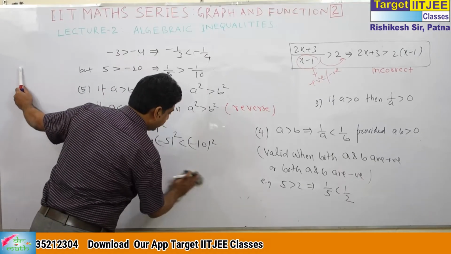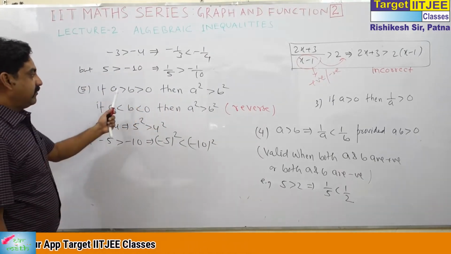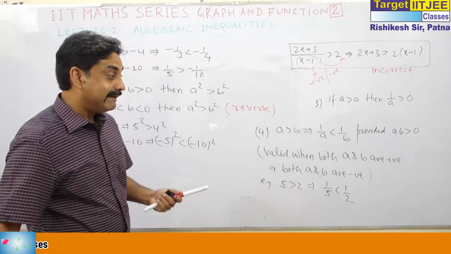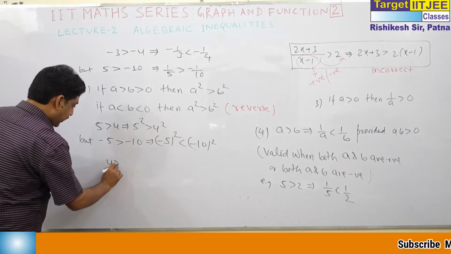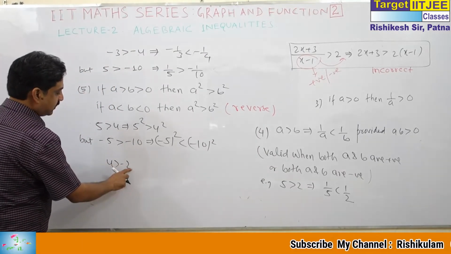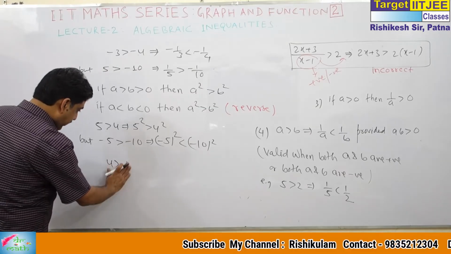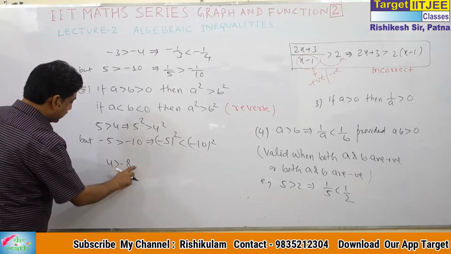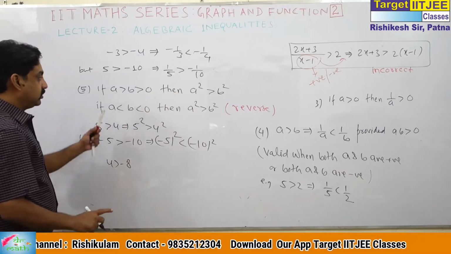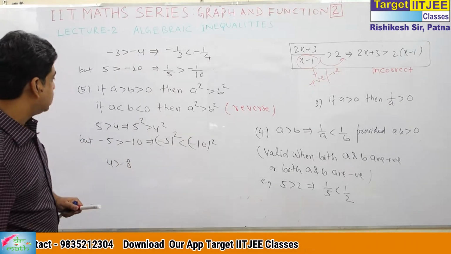The point is that when we square two negative quantities, the inequality gets reversed. And this is not valid when one is positive and one is negative. When one is positive and one is negative, it can be anything. 4 greater than minus 2 implies 16 greater than 4. But 4 greater than minus 8 on squaring implies 16 less than 64. So this is not valid when one is positive and one is negative.